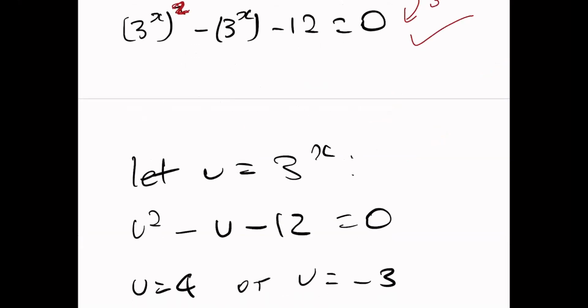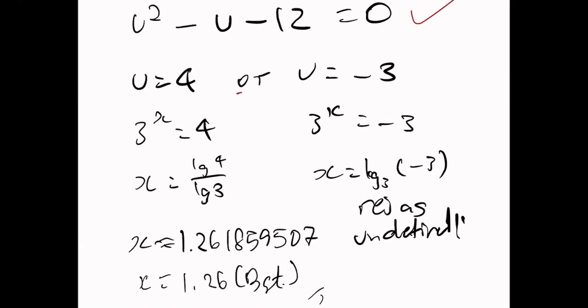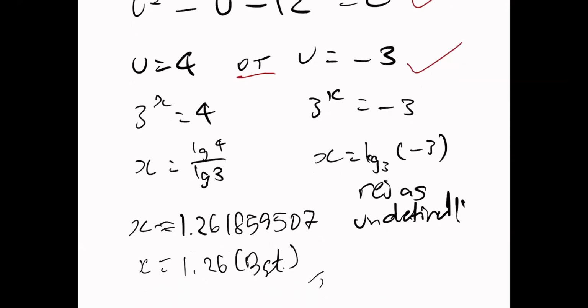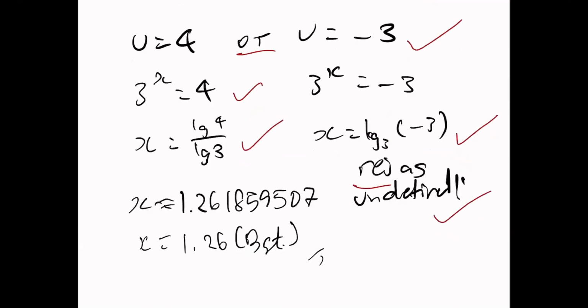Then let u equal 3 power x. You get u squared minus u minus 12 equals 0. Solve, you get 4 and negative 3. Yeah, then you just need to sub the u back with 3 power x. Then LG both sides. So we get LG4 over LG3. Good. Then this one, you log a negative, so you have to reject. It's undefined. Okay. Then LG4 over LG3.